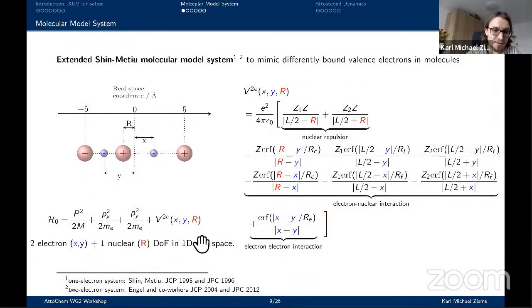So we have this time-independent Hamiltonian describing this model system. And as said, we have 2 electronic and 2 nuclear degrees of freedom, each in 1D real space. On the right-hand side, you can see the corresponding potential. And since we are in 1D real space, we need to describe ionization, meaning to leave the parent ion. We obviously need soft or truncated Coulomb potentials to allow for an actual ionization process. That's shown here with arrow functions. And then we have parts for the nuclear repulsion, between the outer and the center nuclei we have electron-nuclear interaction terms, and we have the electron-electron interaction term.